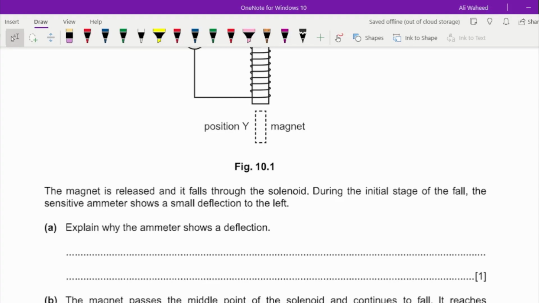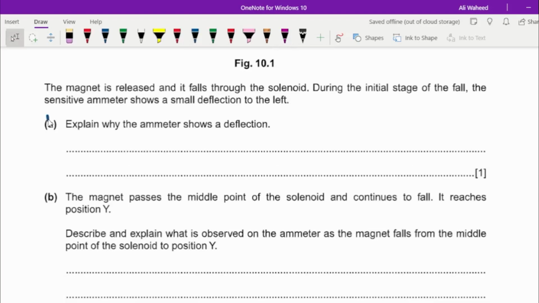Once again, the same question is being repeated. What do we write here? We can answer it in 2 different ways. Either we can say because there is a rate of change of magnetic flux linkage, or we can say because there is a cutting of the magnetic field lines of the coil of the solenoid. So you can answer it either way. So I'm going to check this one.